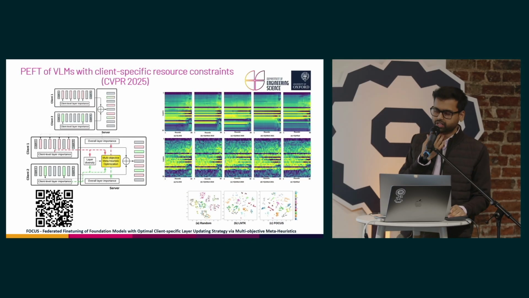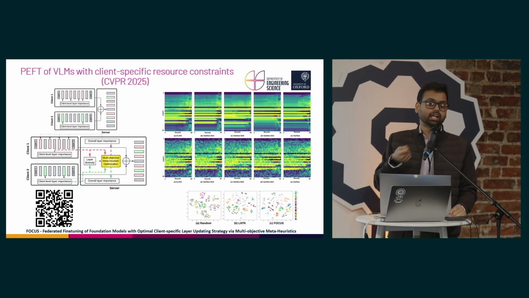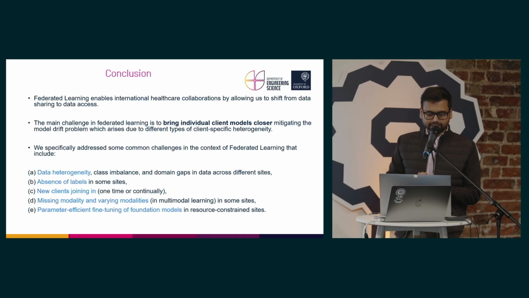The last work that we have here is basically respecting the client-specific resource constraints of different clients for fine-tuning foundation models. And we select the layers. So it's a selective fine-tuning where we select layers based on the client-specific resources. And we do that at the client level using neural tangent kernel eigenvalues to select which parameters are more important. And we also do it on the server level to select how we can diversify the layer selection to have more information. That's it from my side.